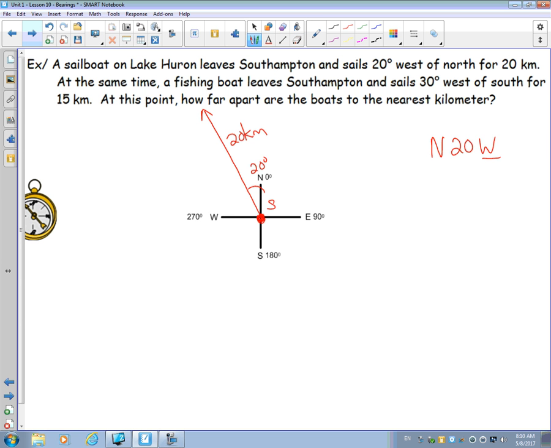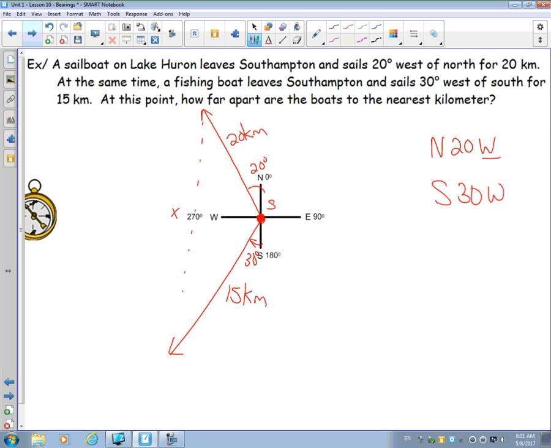At the same time, a fishing boat leaves Southampton and sails 30 degrees west of south. In other words, south 30 west. Okay, so it's going to go this way. And again, it's 30 degrees to the west. And it went 15 kilometers. And we want to know how far apart are the two boats.